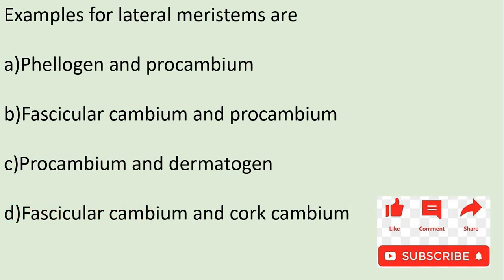Examples for lateral meristems are A. Phellogen and procambium. B. Fascicular cambium and procambium. C. Procambium and dermatogen. D. Fascicular cambium and cork cambium.